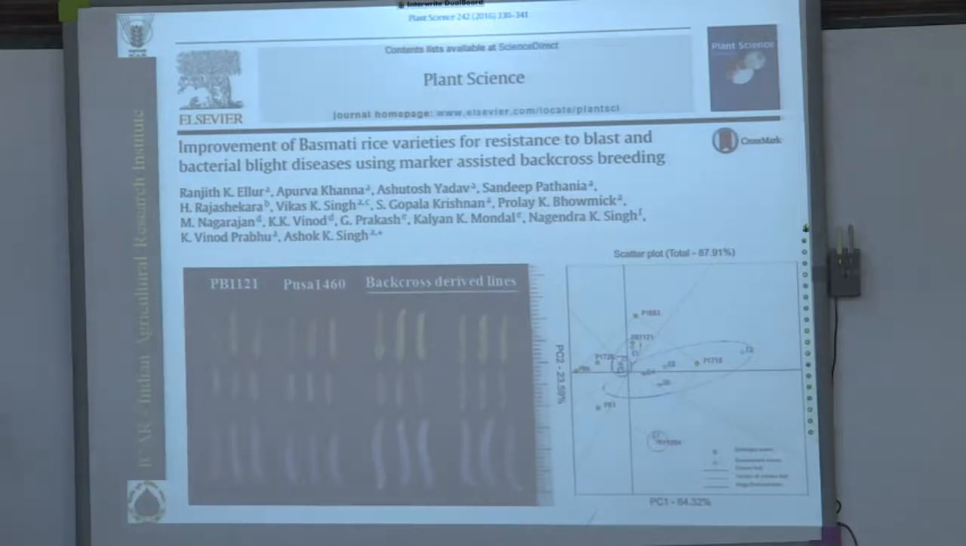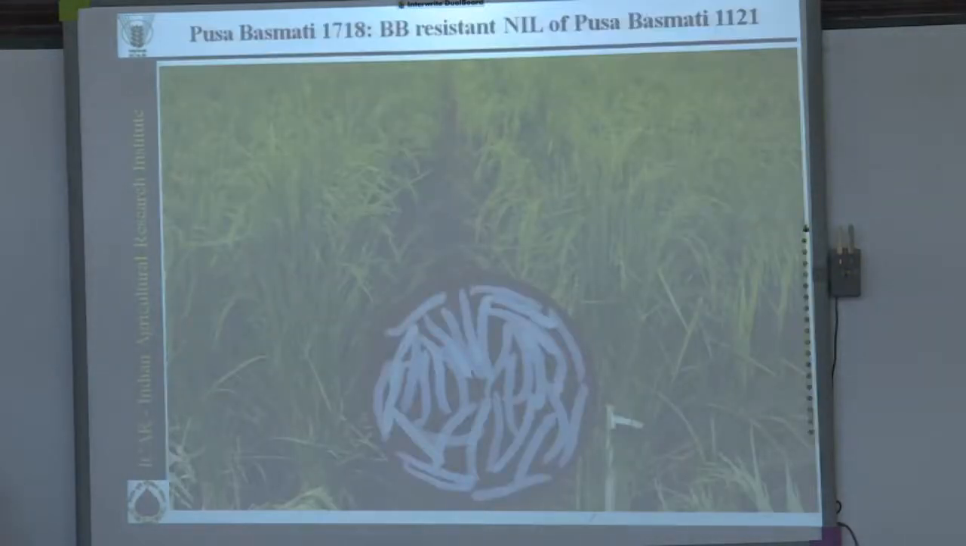In the first case, we used a non-Basmati donor, and transferring genes from non-Basmati to Basmati was difficult because quality used to get distorted. But once we had these bacterial blight genes in a Basmati background, subsequently we used this as a donor to transfer the genes into other Basmati varieties. So in 1121, several new lines were developed, and one of these lines has been released as Pusa Basmati 1718, which is resistant to bacterial leaf blight, and this line also carries genes XA13 and XA21.